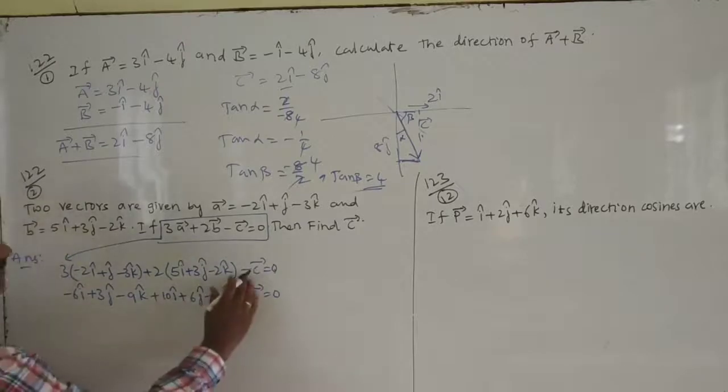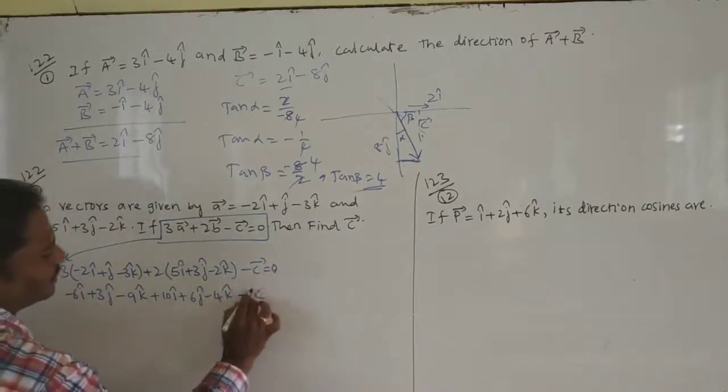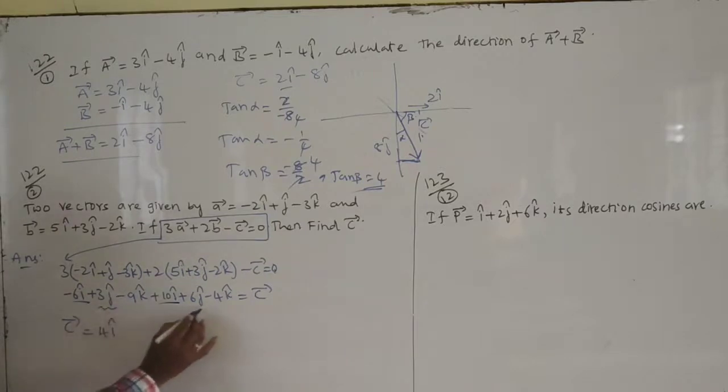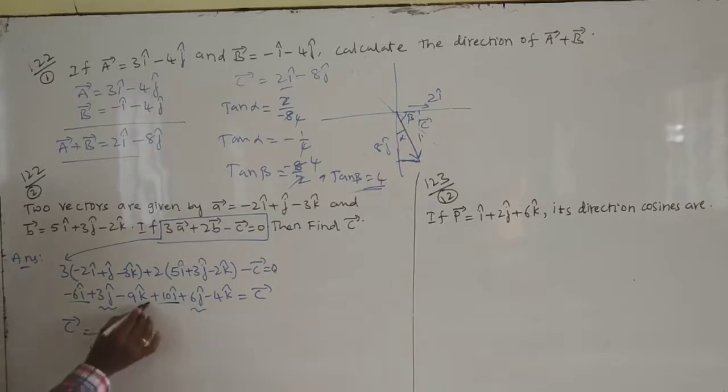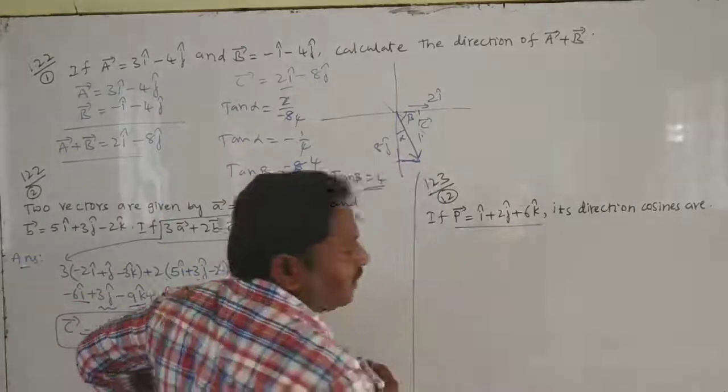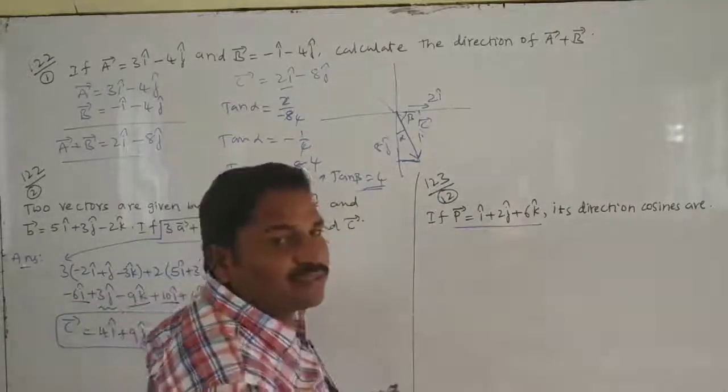So now we can write c bar. Now c bar equal to minus 6i plus 10i means plus 4 I cap. Next, plus 3 plus 6 is 9 j cap. So minus 9 minus 4 is minus 13 k cap. This is the vector c bar. So here this vector is given like this. We have to find the direction cosines.